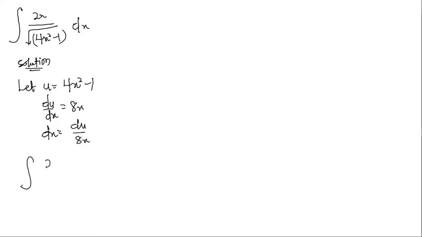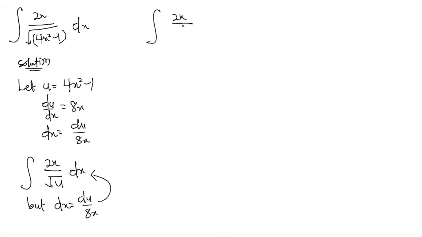So we can rewrite this whole integration as the integral of 2x on the root of u dx. But we made dx the subject and we said it is equal to du on 8x. So if we substitute this in place of dx, we get the integral of 2x on root of u multiplied by du on 8x.